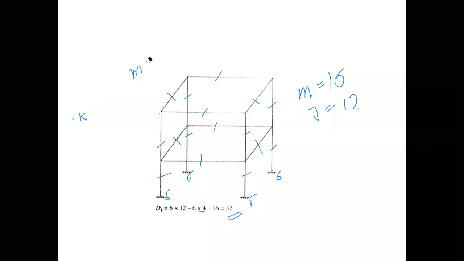This is how we can calculate the degree of kinematic indeterminacy in the case of a space frame as well. But just one thing you need to remember in this case, that the number of internal reactions in the case of a space frame at a rigid joint is 6, instead of 3 in the case of a plane frame.